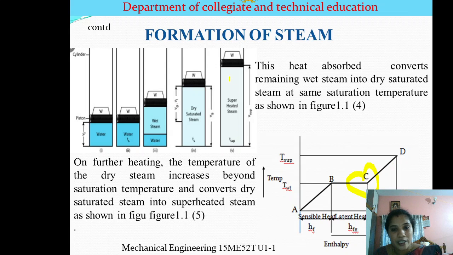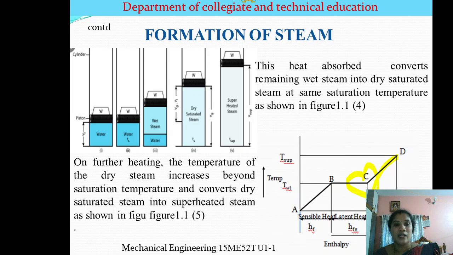Therefore, as the temperature rises, again the specific volume of the steam will increase. This particular steam is referred to as superheated steam. So the steam which is obtained above the saturation temperature, you can see it's above the saturation temperature, is called as what? Superheated steam. The amount of heat required to raise the steam above the saturation temperature is called the heat of superheat, or sensible superheat.